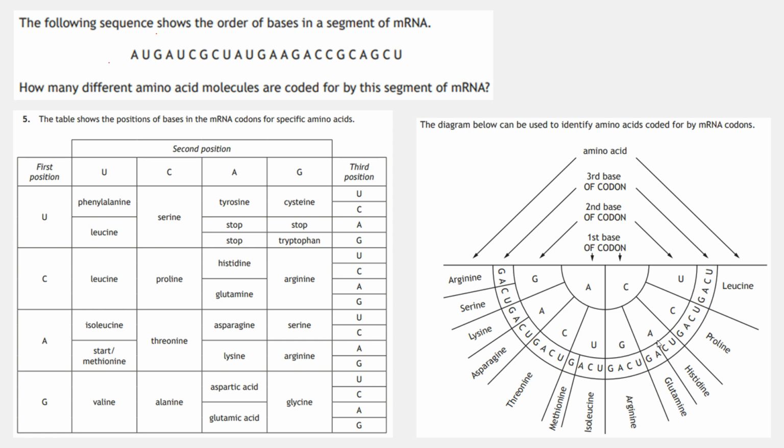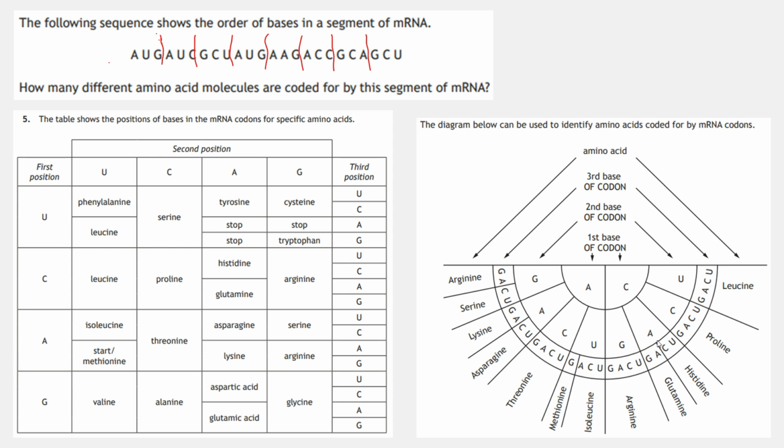So let's solve this one together. Remember, each mRNA transcript will be read 3 bases, or a codon, at a time. So a good place to start is just to separate the codons, making it much easier to decipher. So this shows us we've got 1, 2, 3, 4, 5, 6, 7, 8 different codons.